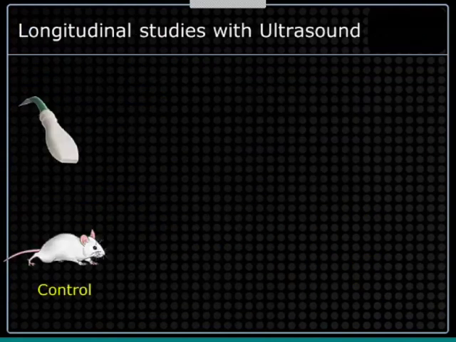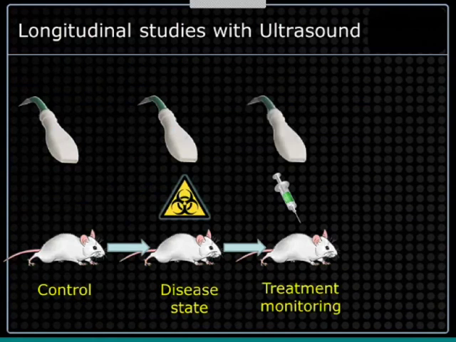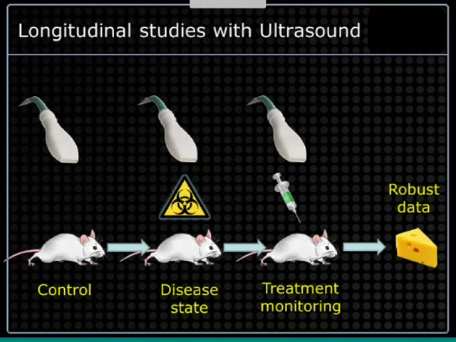Additionally, it allows for doing longitudinal studies. So ideally, we've got a control. We can image a control animal. Then we can use that same animal, induce a disease state, image it again, then administer some kind of treatment, image that same animal again, and in the end, we end up with robust data. And this is very meaningful, and I will be directly addressing this in this presentation as well, with regard to using the same animal as its own control, the pre-disease or pre-contrast agent state, and then post as well.